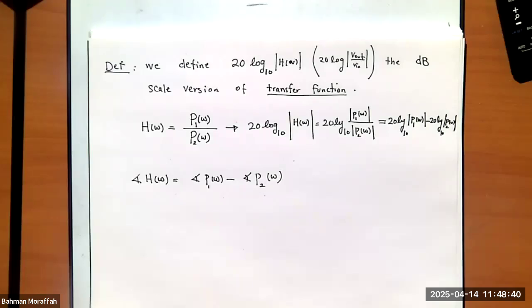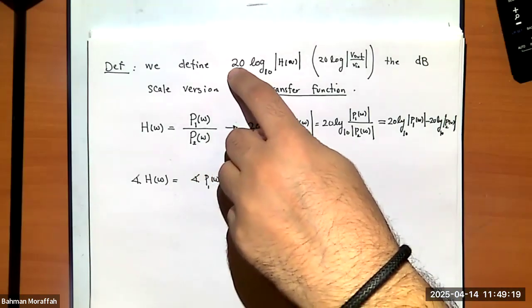So that's very easy. And this 20 times 10 is not really complicated. It's basically defined as 10 times log 10 of two powers. The power is always proportional to something squared. For example, for r, it's v squared over r. So if I have two powers divided, it's v squared divided by another v squared, or i squared divided by i squared. So I can basically pull this 2 out, and this becomes 20 times.